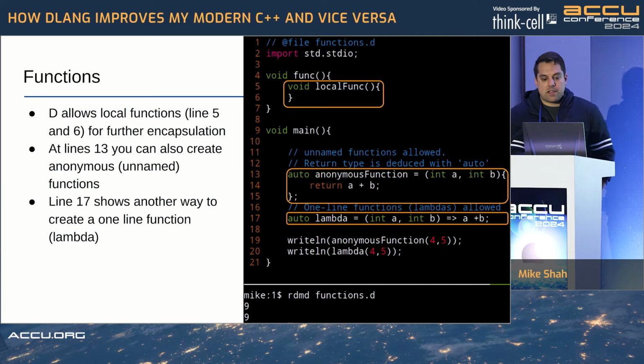For functions, we have local functions. So local scope is totally allowed in the D language by default. Lambda or anonymous functions are allowed, and we can use a short syntax as well for lambdas. So a few different ways to do things.